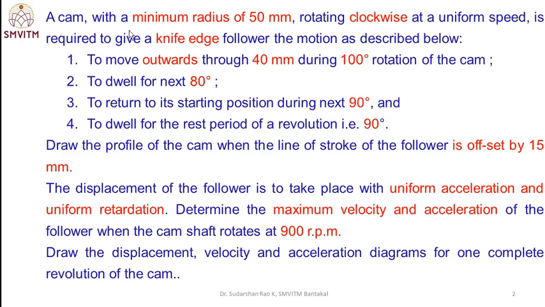A cam with a minimum radius of 50 mm, that is a base circle radius of 50 mm, rotating in the clockwise direction at a uniform speed, is required to give a knife edge follower the motion as described below. Outward is 40 mm displacement during 100 degrees of rotation of the cam, then dwell for the next 80 degrees, then return to the starting position during the next 90 degrees, that is ascending 100 degrees, descending 90 degrees, and dwell for the remaining period, that is 90 degrees.